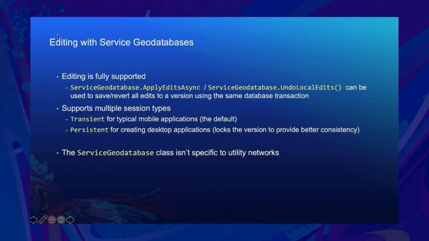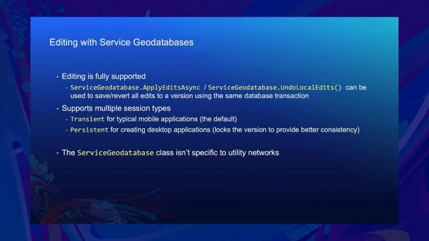All right, thank you. So Service Geodatabases also fully support editing. There's a pair of routines called apply edits async and undo local edits. What those do is they save or revert all of the edits that have been made to the version using the same database transaction. So in the past, you had to go through each service feature table and apply the edits to each one individually. Now you can do it all in one transaction.